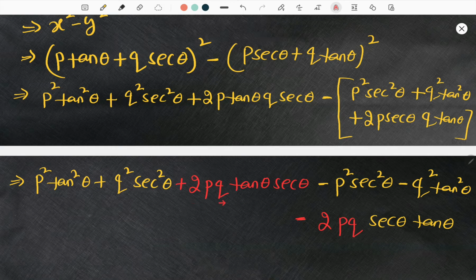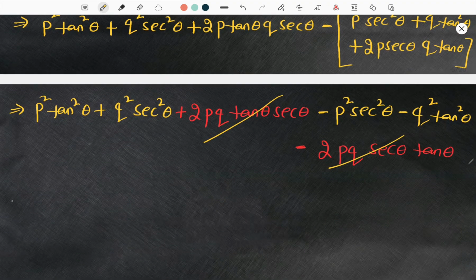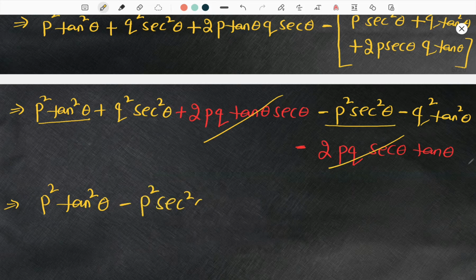2pq is as usual, here also 2pq, here also 2pq, here tan theta secant theta, here also tan theta secant theta. Secant theta tan theta and tan theta secant theta, both are the same thing, no? So you can definitely cancel these two. What are we remaining with? We are remaining with p square tan square theta, and along with that p square tan square theta, you can use this minus p square secant square theta.